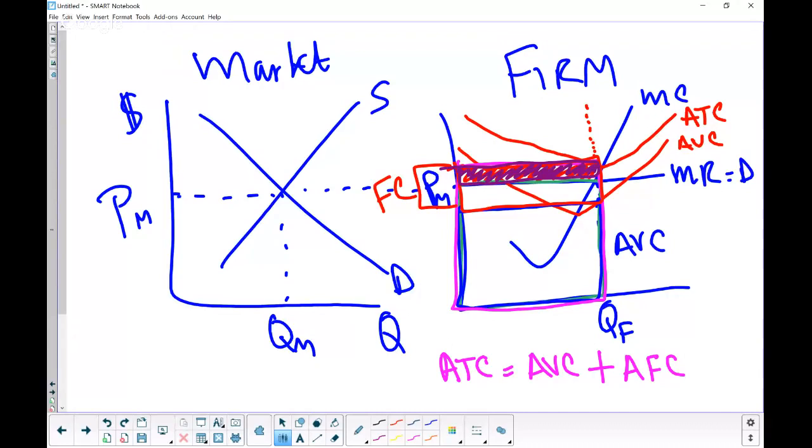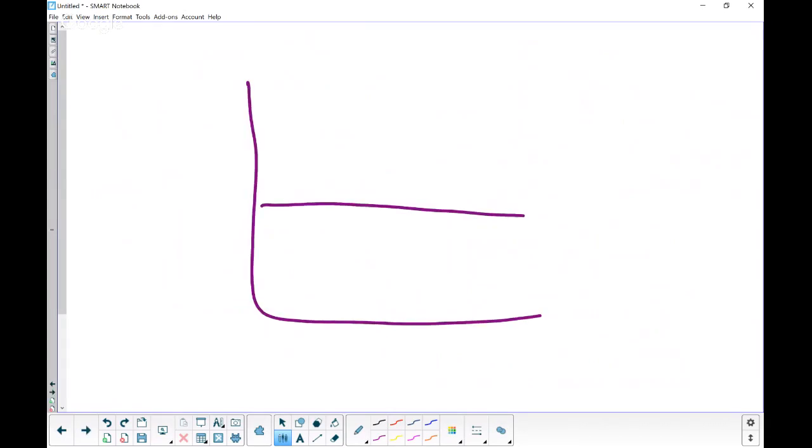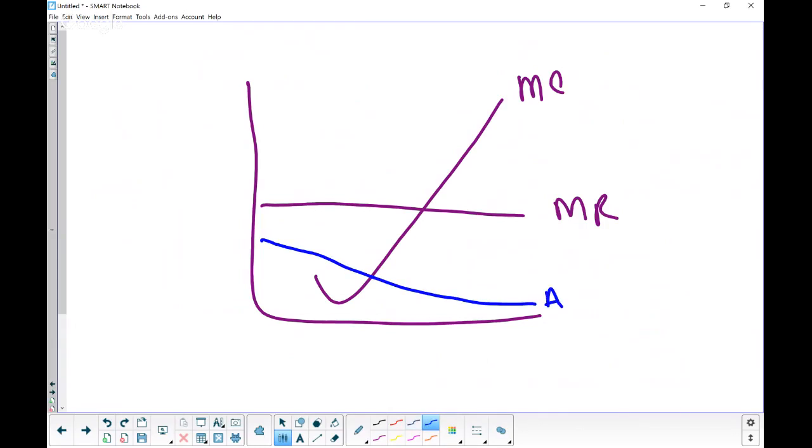Let's talk a little bit about those curves when we talk about taxes in the firm. I'm not going to draw the market. We're going to step away from the market and just focus on the firm right now. So this is going to be our marginal revenue curve. This is for you, Billy. So our marginal revenue curve, and then we have MC. And actually, I'm going to draw in a curve we have not done much of here. This is going to be our average fixed cost curve.